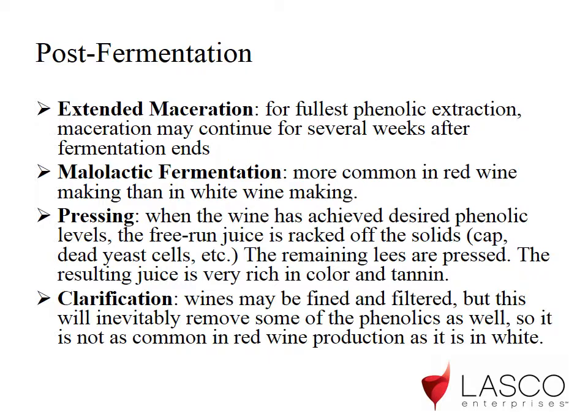Once the wine has achieved desired phenolic levels, the free-run juice is racked off the solids and the remaining cap is pressed. The resulting wine is very rich in color and tannin. Like for white wines, the pressed and free-run juices are often kept separate and then blended at a later stage for proper flavor and balance. Red wines, like white wines, may be fined and filtered. However, this will likely remove some of the phenolics as well, so it is not as common in red wine production as it is in white.